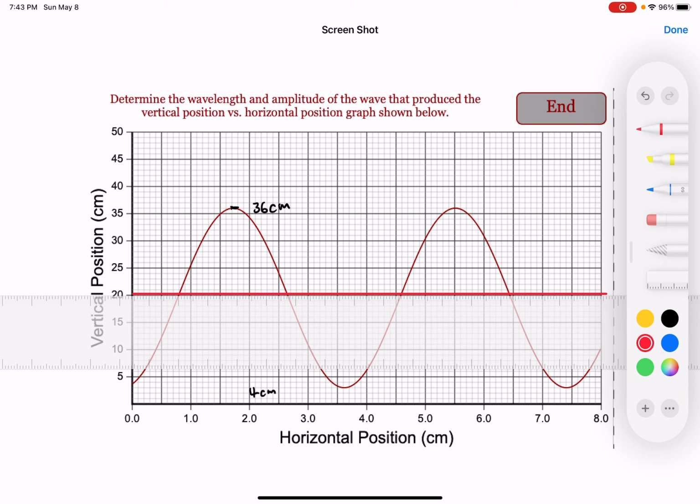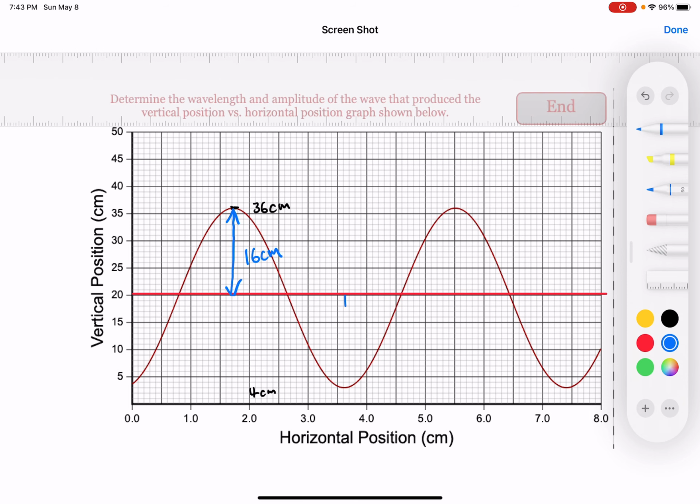And then to get my amplitude, I just look at how far it is from that line to my highest point. So from 36 to 20, that's going to be 16 centimeters. If I had gone to the bottom, that also would be 16 centimeters. So we're going from 20 down to 4, and again, 16 centimeters. So that is how you get your amplitude, and you can leave it in centimeters.